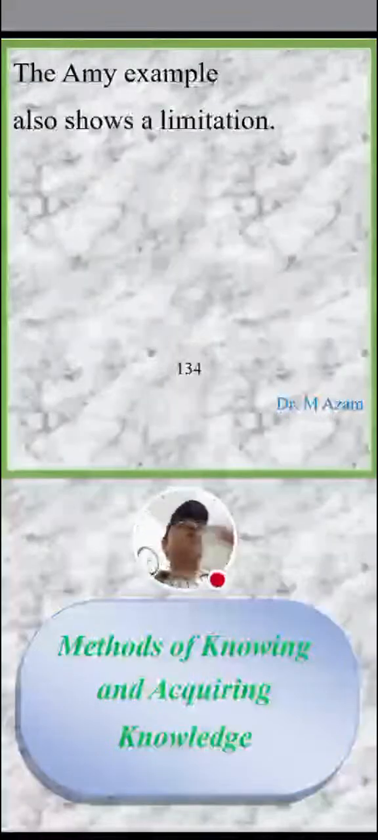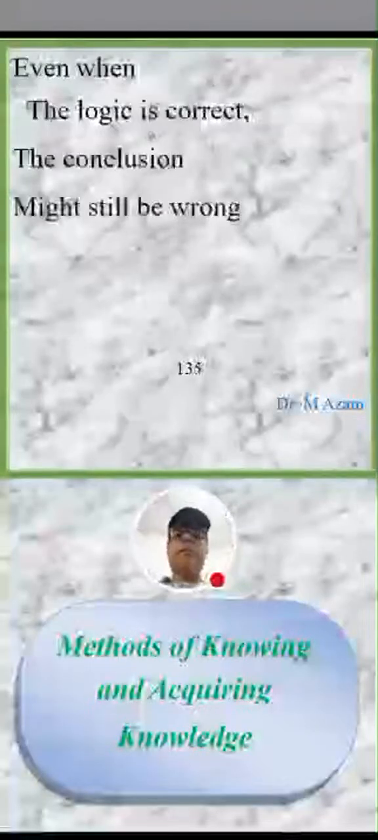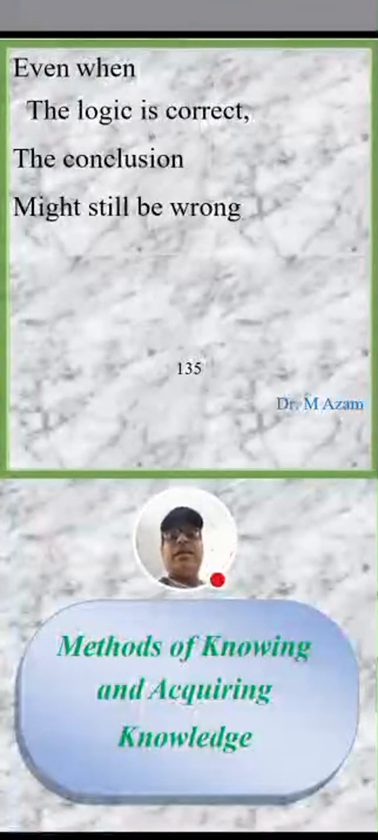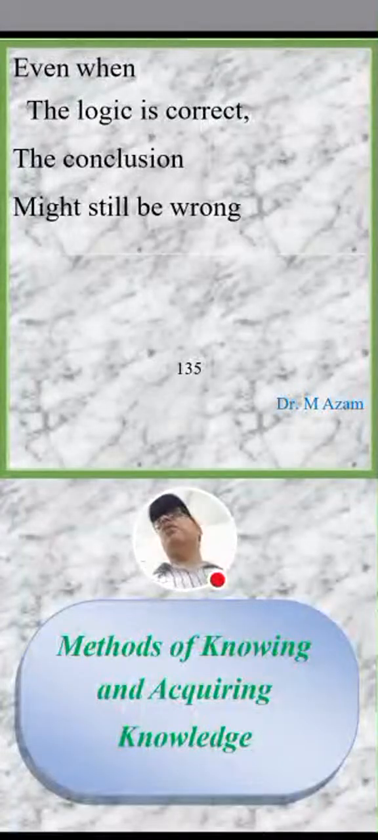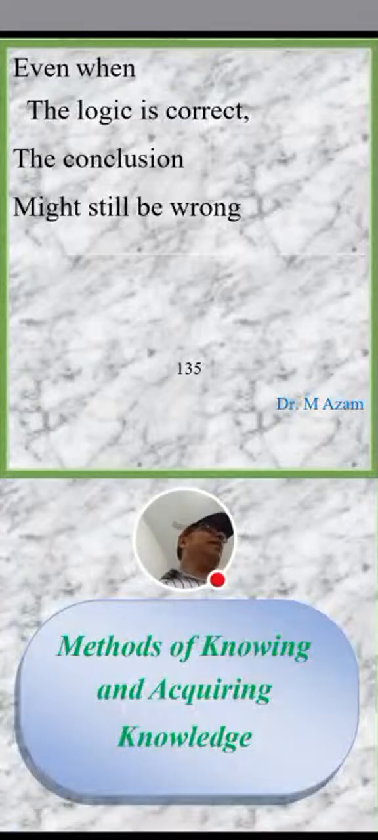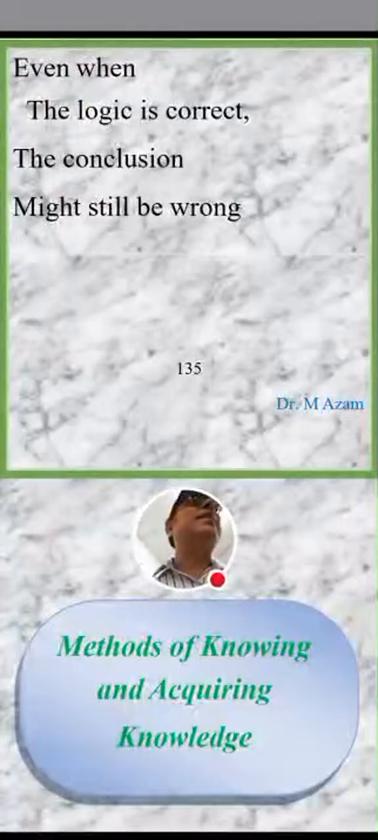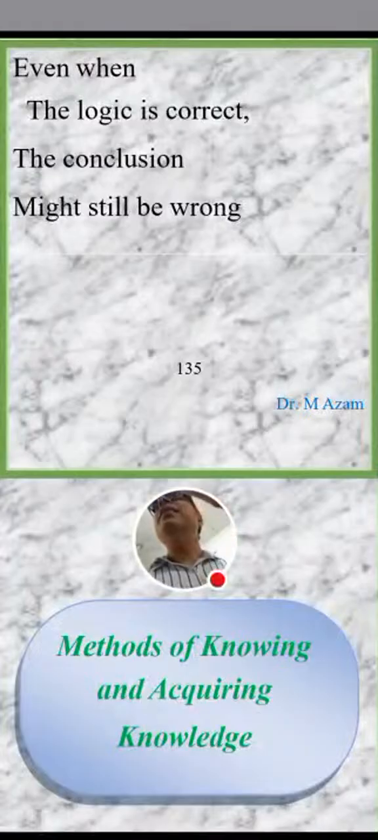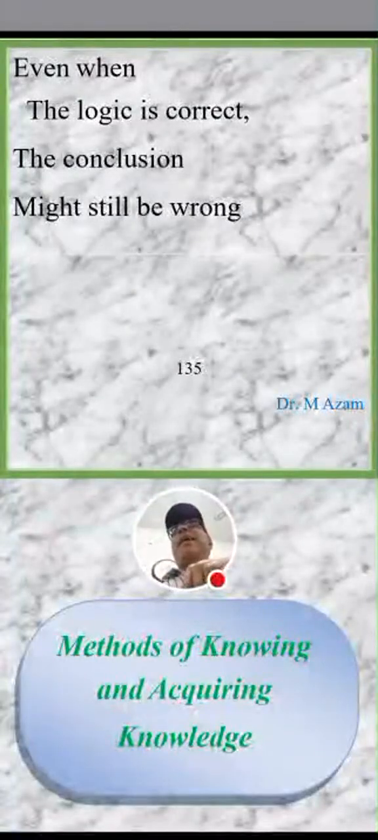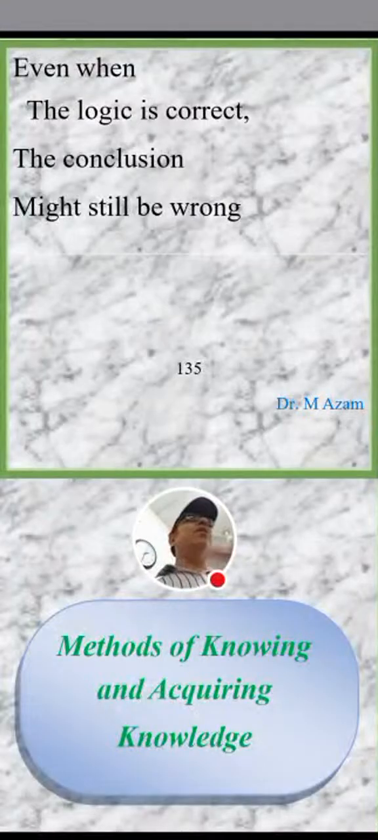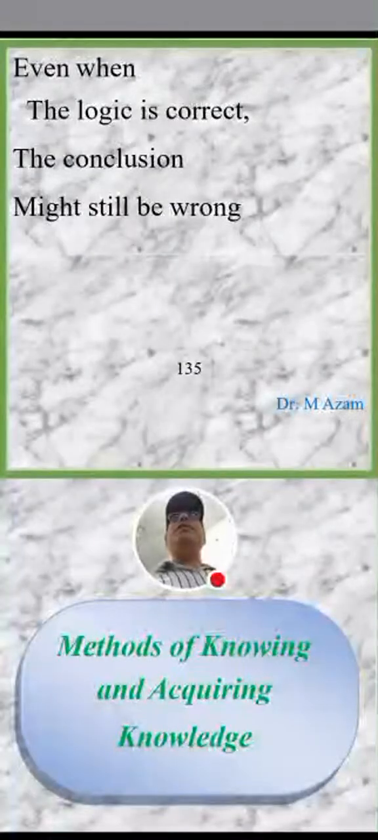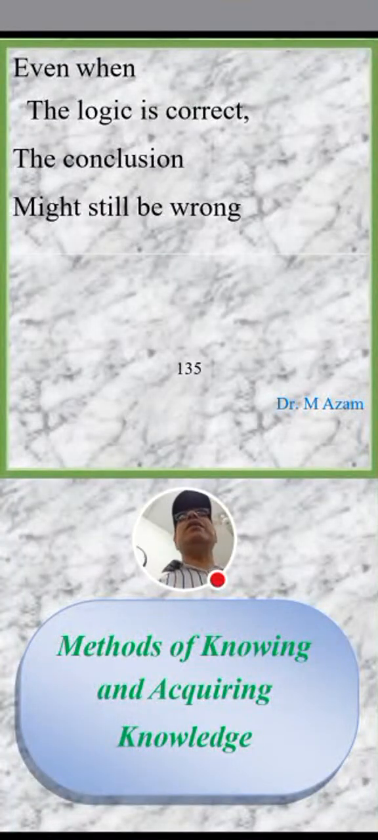There are limitations to the rational method. Even when the logic is correct, the conclusion might still be wrong. Are you getting it? Conclusions are not always correct. In rational methods, sometimes conclusions can be wrong. And if a conclusion is wrong based on premises, it means the argument is wrong.